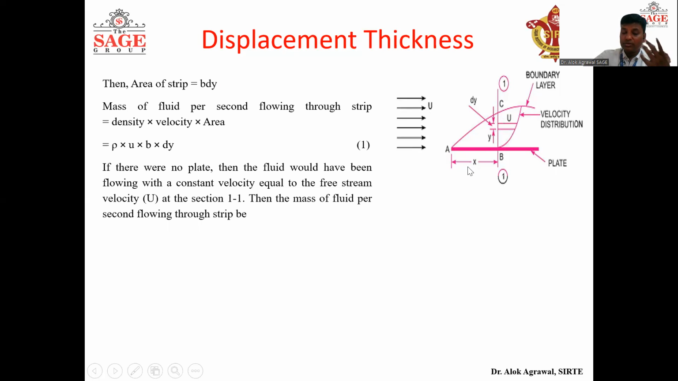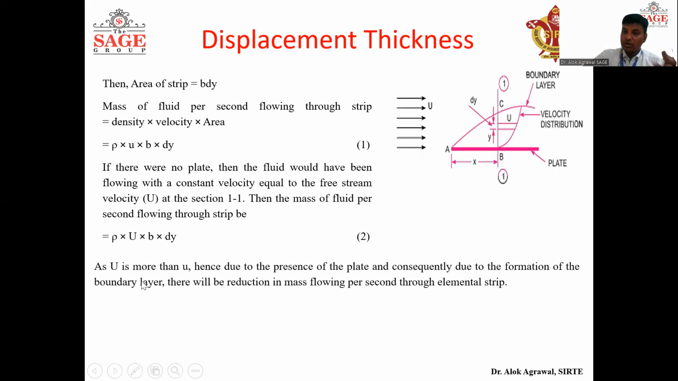So let us assume that this plate is not present, then the velocity of fluid flowing through this strip will obviously become capital U. So it is written there. In that case, what will be the mass of fluid flowing per second? It will be rho, density will remain the same, velocity will change to capital U, and the area of the strip will remain b into dy. Give this equation 2. So this is the mass flow rate when the plate is present, and this is the mass flow rate when the plate is not present.